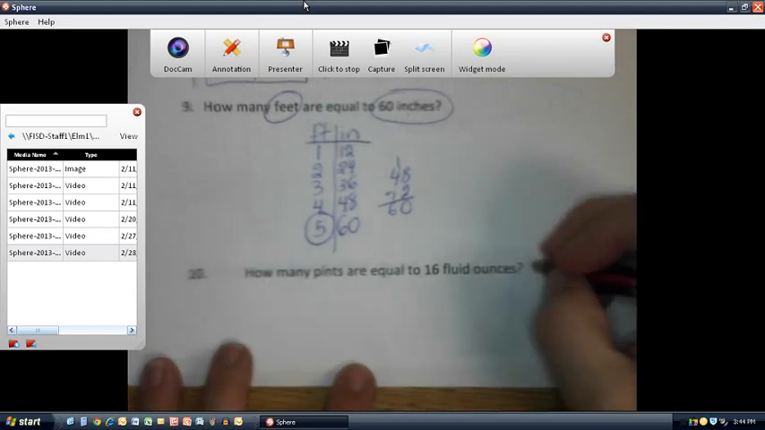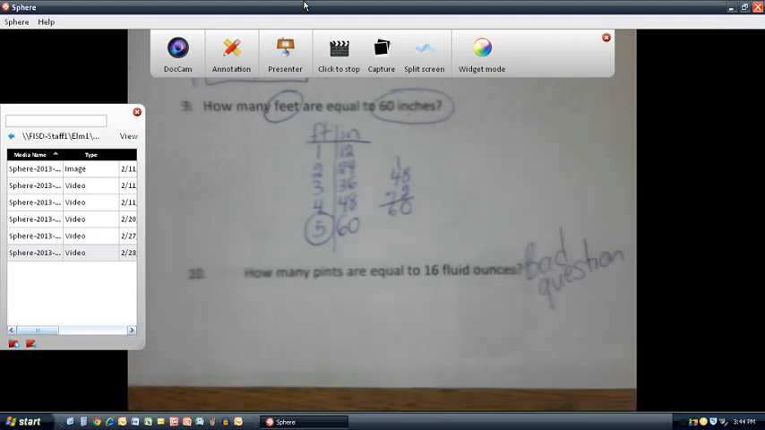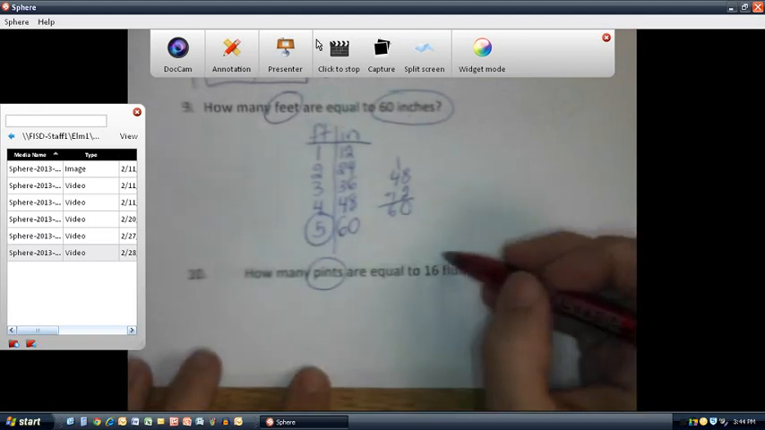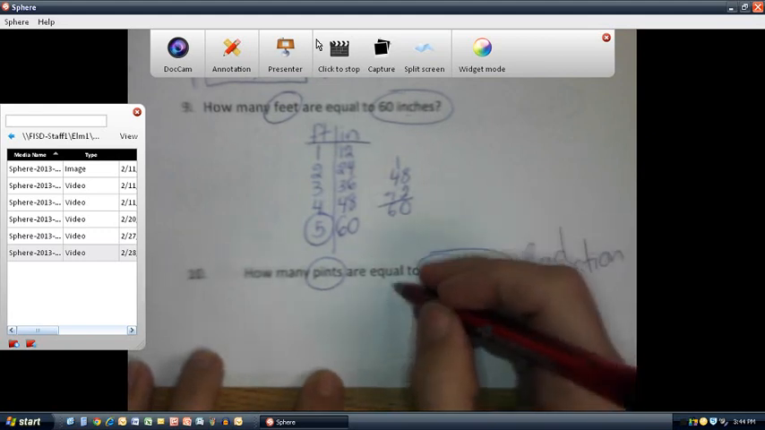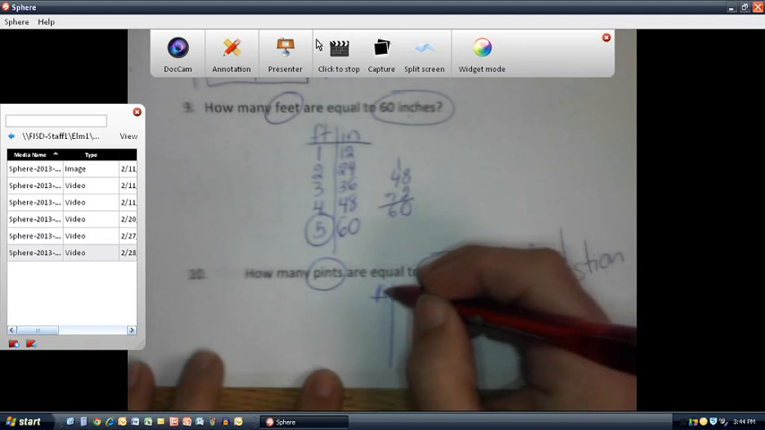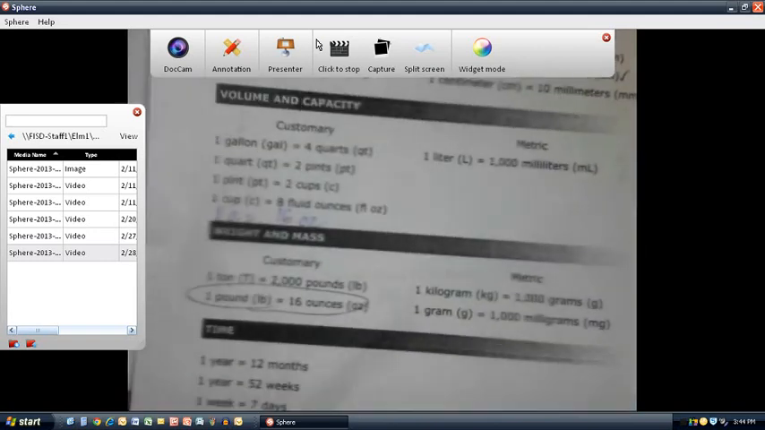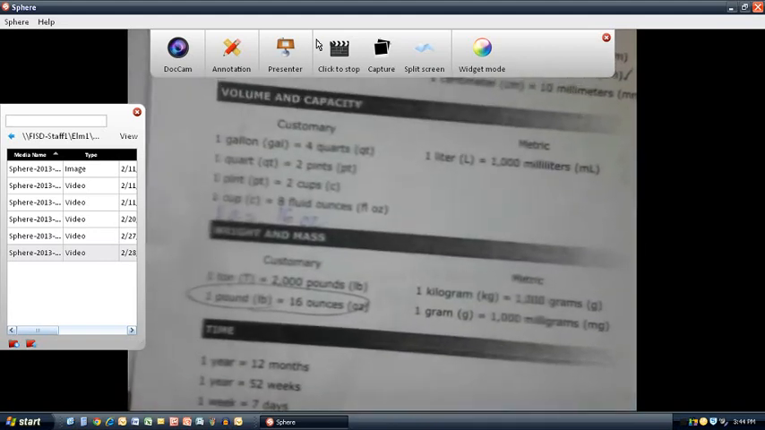This last one is a bad question, and the reason it's a bad question is because it's a good question and that's a challenge, but you will not have to do a problem like this on your CBA or the STAR test, because any conversion that you will have to do will be written on your conversion chart. And here there is not a straight conversion from pints to ounces on your conversion chart. However, we can still figure it out.